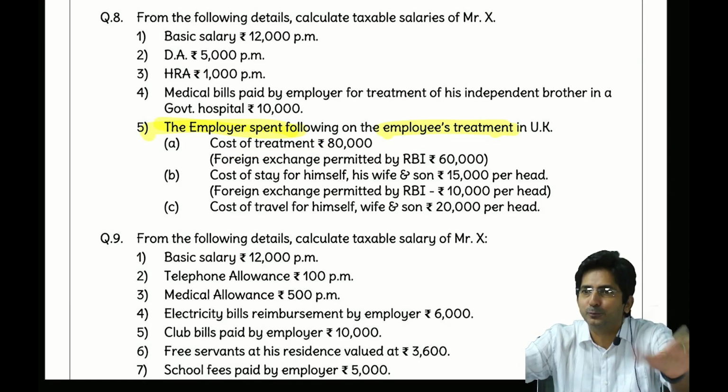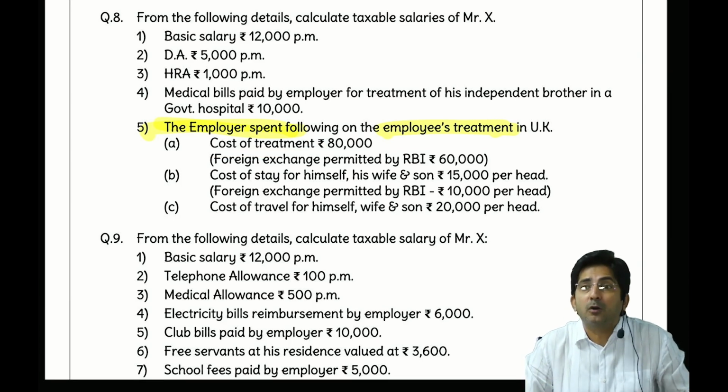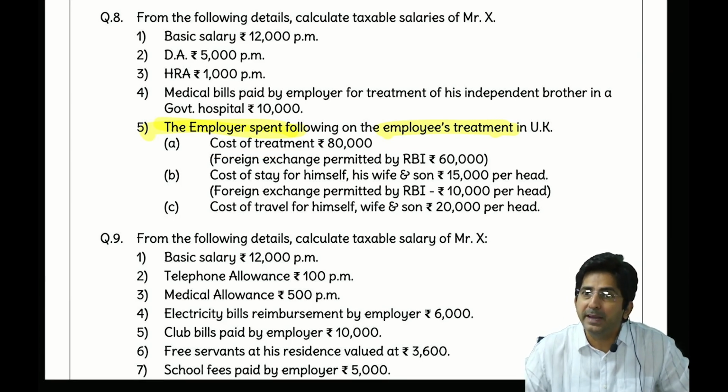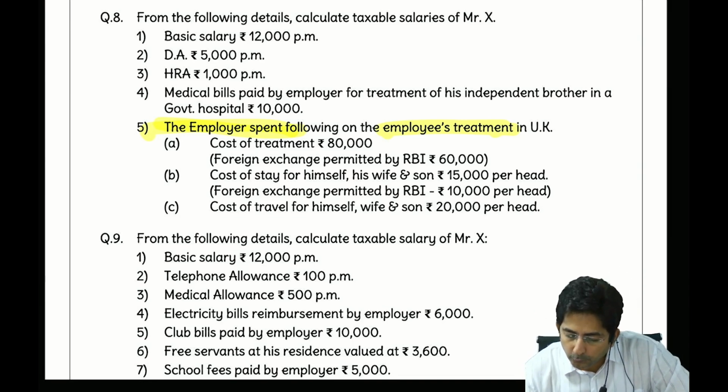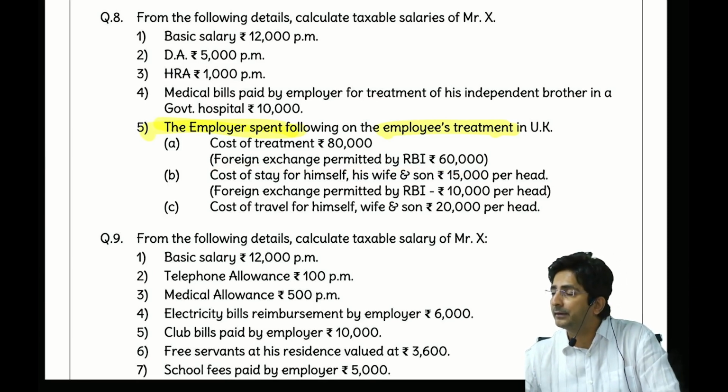Employee doesn't have to spend. Who is spending? Company. So for the company, it's a cost. But for the employee, it's a benefit. So how much benefit did you get? 80,000. But foreign exchange permitted by RBI? 60,000. So how will you present?